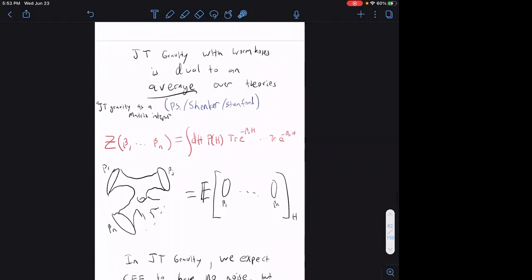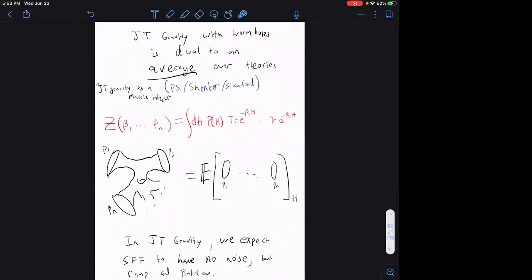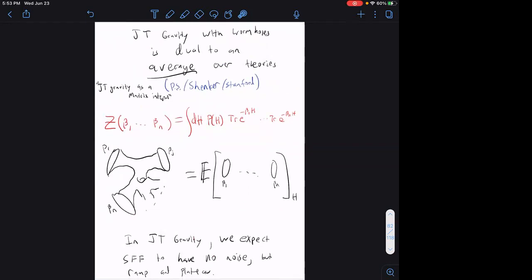And so what we're going to be really focusing on today is how JT gravity gives an example of this phenomenon. JT gravity, where we include all the spacetime wormholes, is dual to an average over theories. And so basically everything I'm going to be talking about today comes from this paper by myself and Steve Shenker and Douglas Stanford.